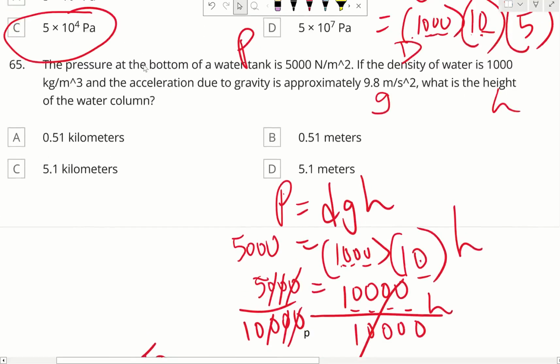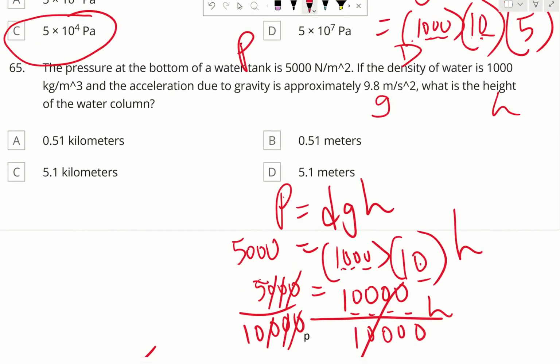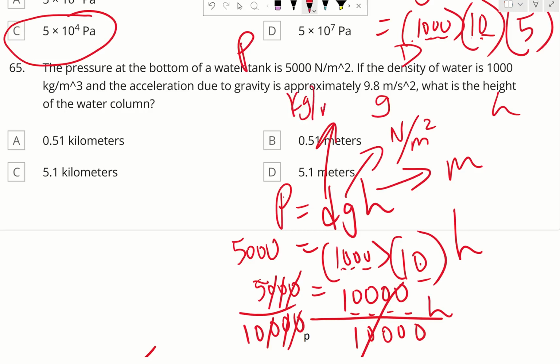So is it going to be 0.5 kilometers or meters? I'm going to look. It'll be meters because the h, the height, is always in meters. Pressure is newtons per square meter, and the density will be kilograms per cubic meter. So my answer is 0.5 meters.